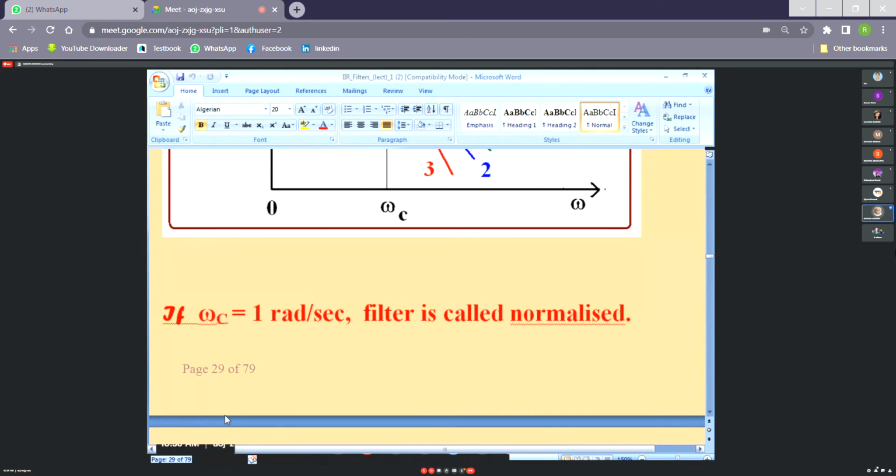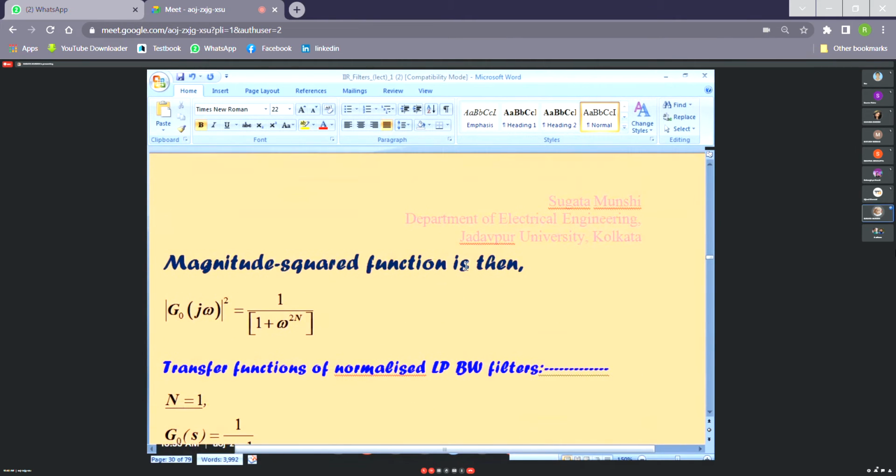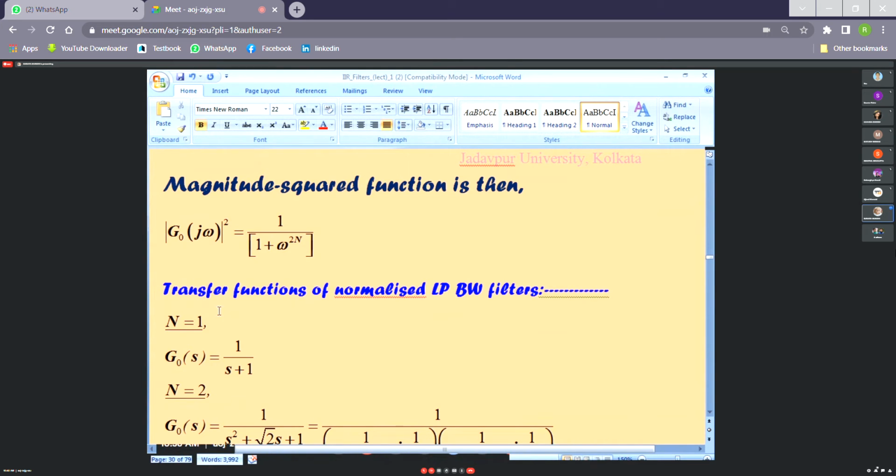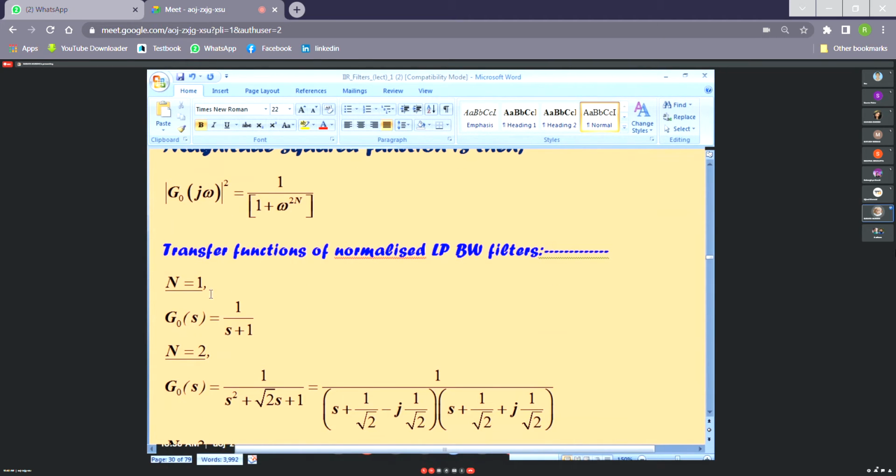If omega c is 1 radian per second, the filter is known as normalized Butterworth filter. That is equally true for other filters as well. If cutoff frequency is 1 radian per second, the corresponding filter is called normalized. Magnitude squared function of the normalized filter is as shown here, with omega c equal to 1. Now I have written here the transfer functions of three orders of the normalized low pass Butterworth filter.